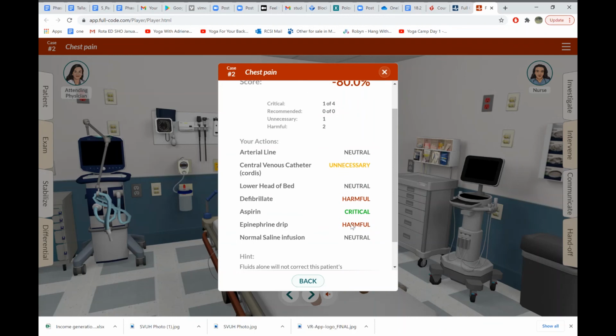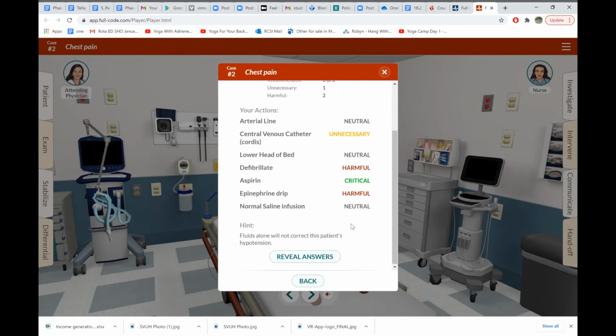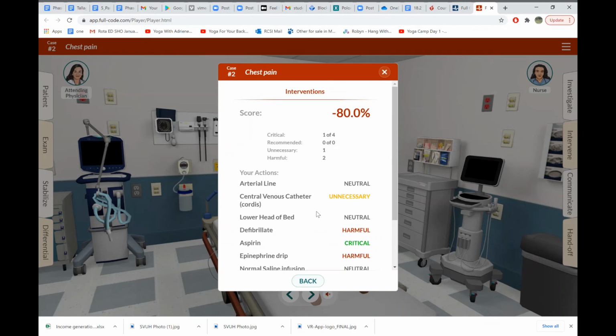So can we click on the different things? No. The feedback says it will not correct this patient's hypotension, which is why I gave the epinephrine drip. Anyway, we did the CVC. We did an art line, which is neutral. We were told the central line was unnecessary, which is fair enough. And then we defibrillated, which was harmful. We gave aspirin, which was a good thing to do. We gave epinephrine. We gave fluids. Okay, so right at the end, we were told we did 2 harmful things, 1 unnecessary thing.